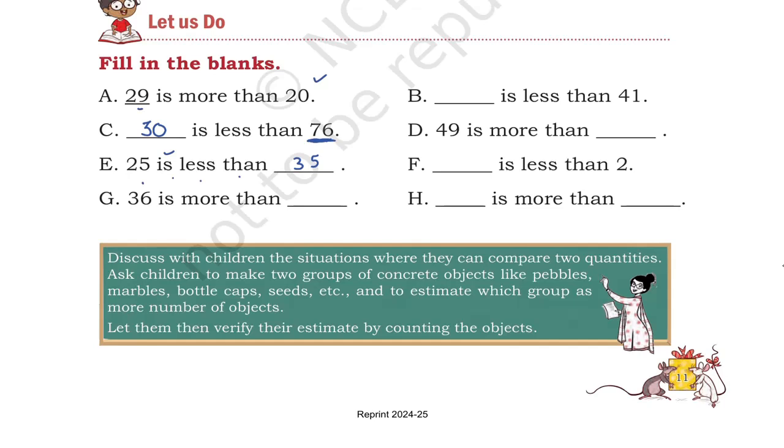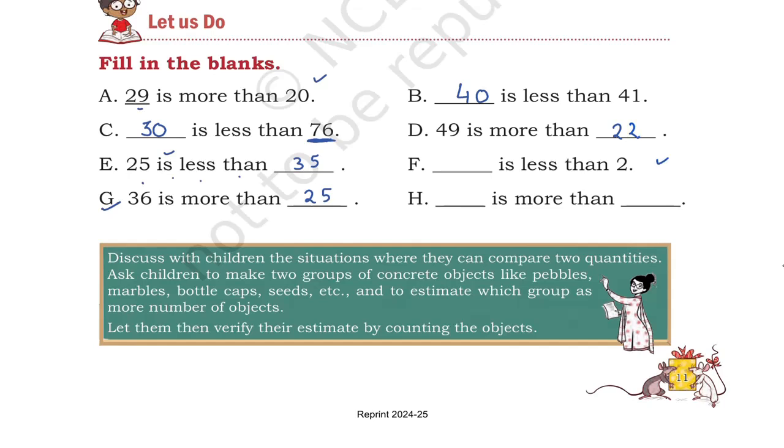And what I'll do, I'll move forward. Or I can quickly do this also. No problem. 36 is more than what? 36 is more than, I can say 25. Dash is less than 41. I can say 40. 49 is more than what? 49 is more than 22. Dash is less than 2.